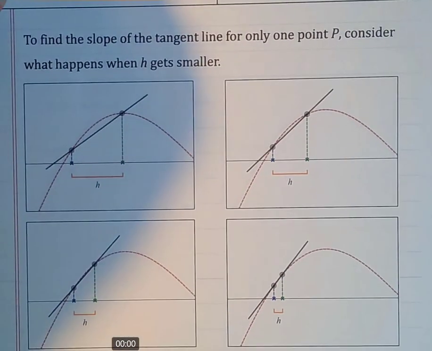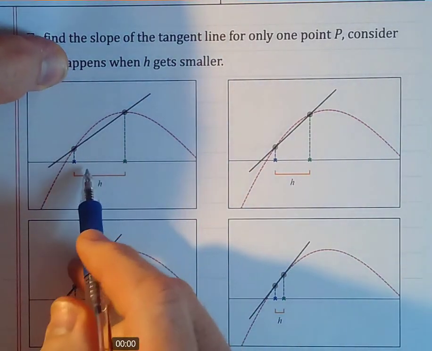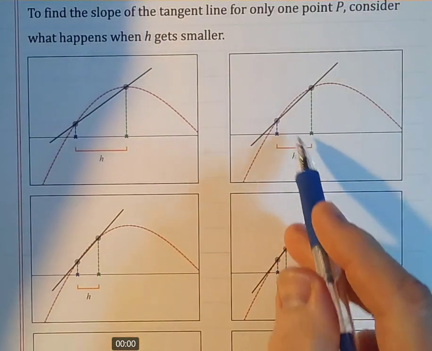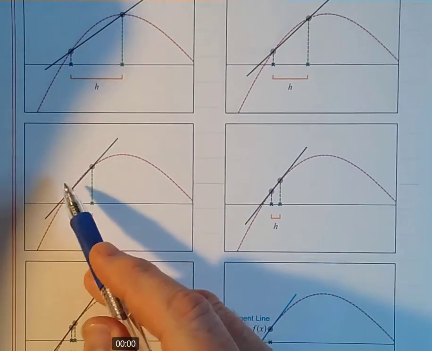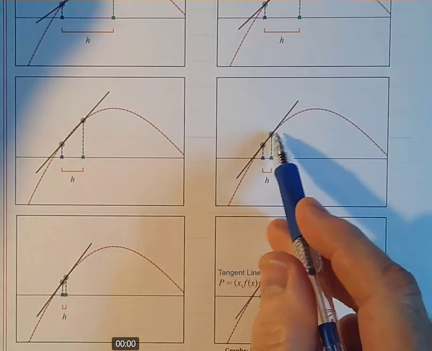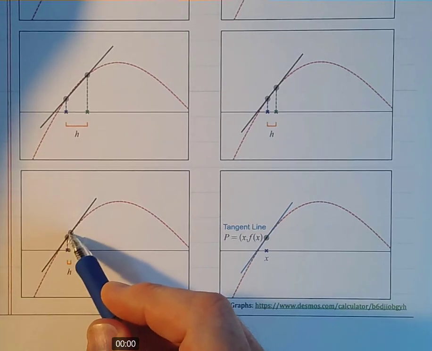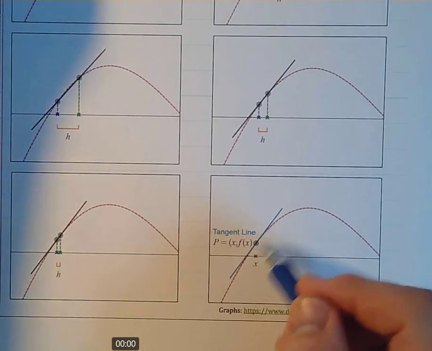And so that's what we're going to do. We're going to see what happens here when h gets smaller. When h gets smaller, I see that I've got these two points right here. Let's make it a little bit smaller, so this comes over a little bit smaller, a little bit smaller. When h gets really small, if I just go a little bit further, I actually end up right back here at that tangent line.